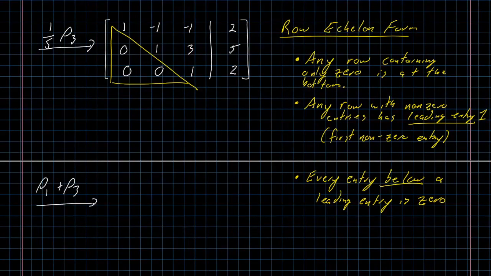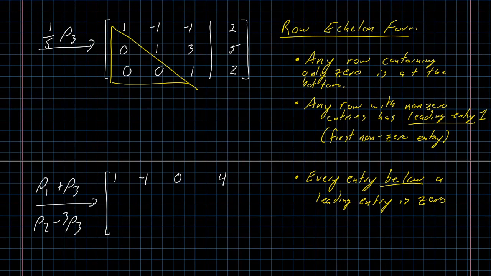I feel comfortable doing more than one row operation at a time. If I take row 2 and I subtract 3 times row 3, I'll get a 0 in the third column of that row as well. All right, so 1 minus 0, or I'm sorry, 1 plus 0 is 1. -1 plus 0 is -1. -1 plus 1 is 0. And 2 plus 2 is 4.